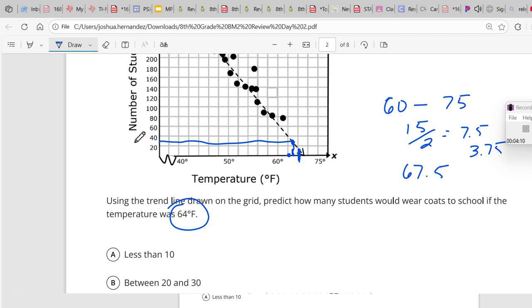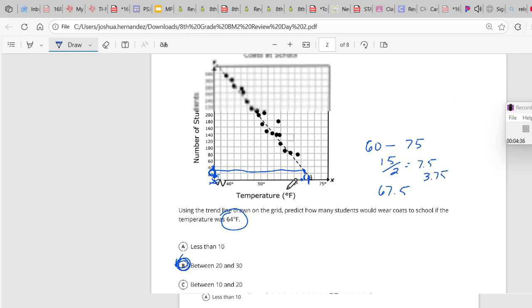First off, it's saying less than 10, which is way down here. No. Between 20 and 30, I think so. That's about 20 and 30. I like that one. This one says between 10 and 20, around here. No, too low. And more than 30, like above here. I'm going to go with 20 and 30.